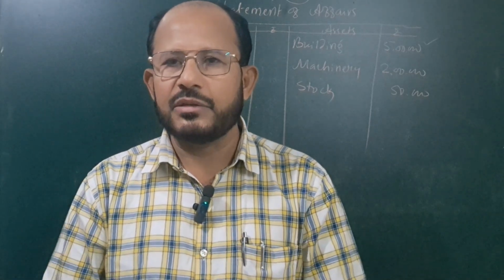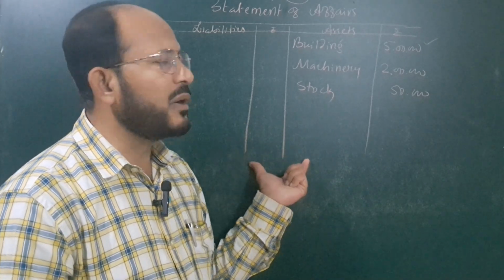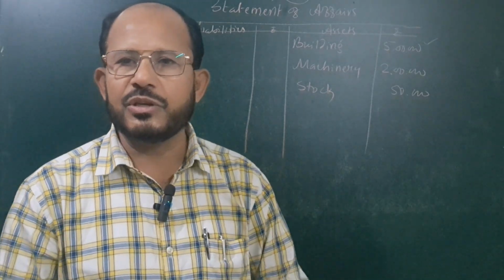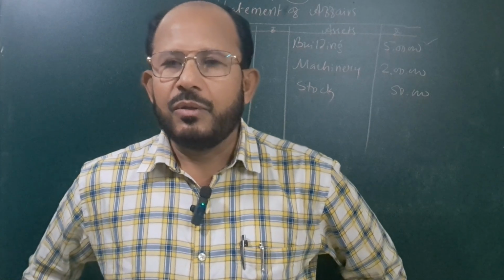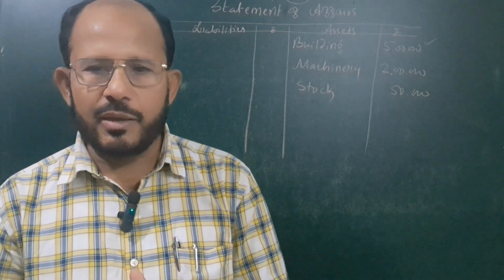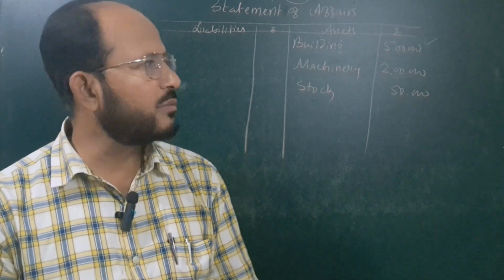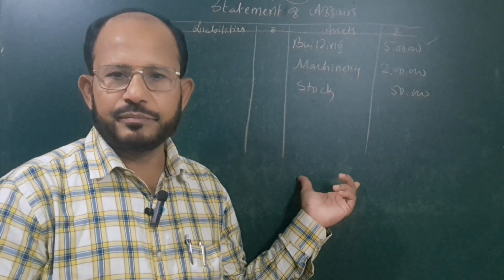He relies on that. Therefore, whatever information is given by the statement of affairs is not reliable in nature, but whatever information the balance sheet gives is reliable in nature. That is why here the creditors won't accept this as reliable.